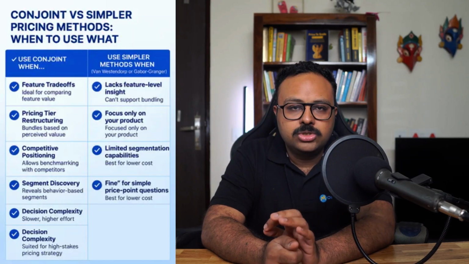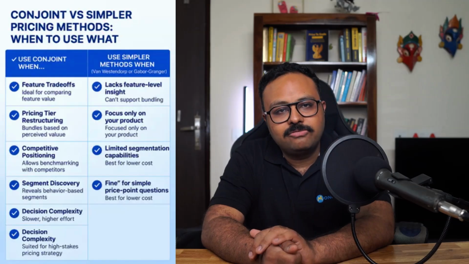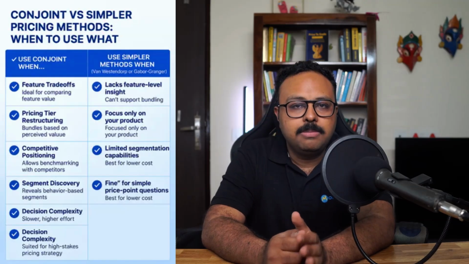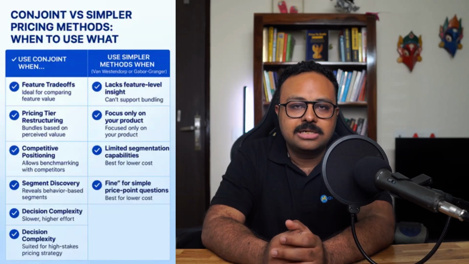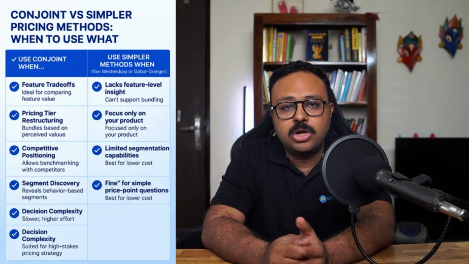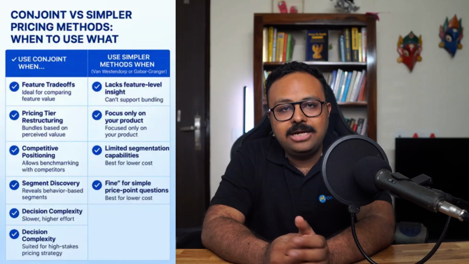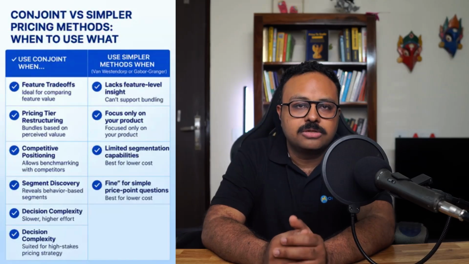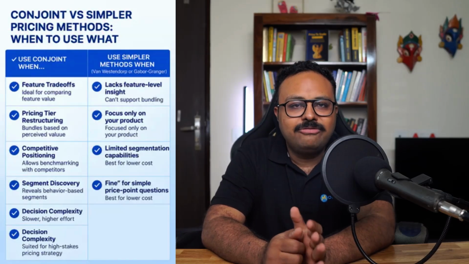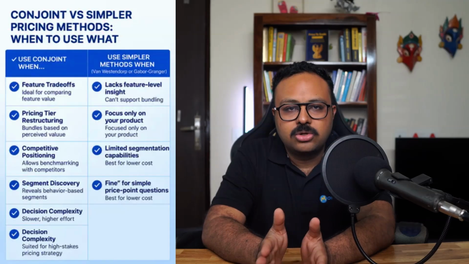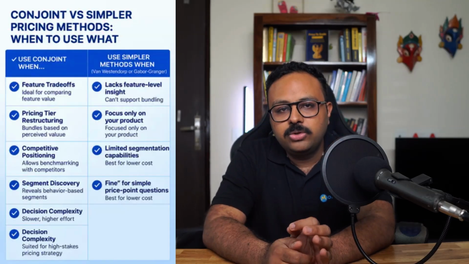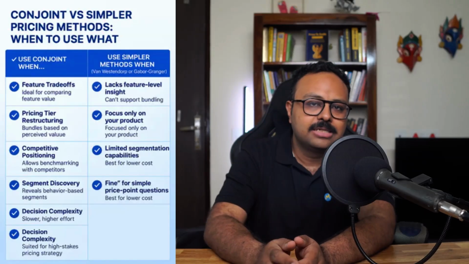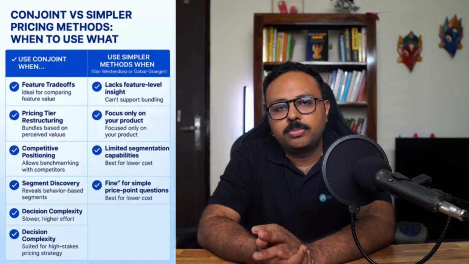However, conjoint might not be the best choice when, say, you need a simple price range for a straightforward product. In this case, methods like Van Westendorp or Gabor-Granger might be faster and more cost efficient. You have very limited time or budget for research. Conjoint requires more investment than simpler approaches. So if you need quick directional insights, other methods might be more appropriate.